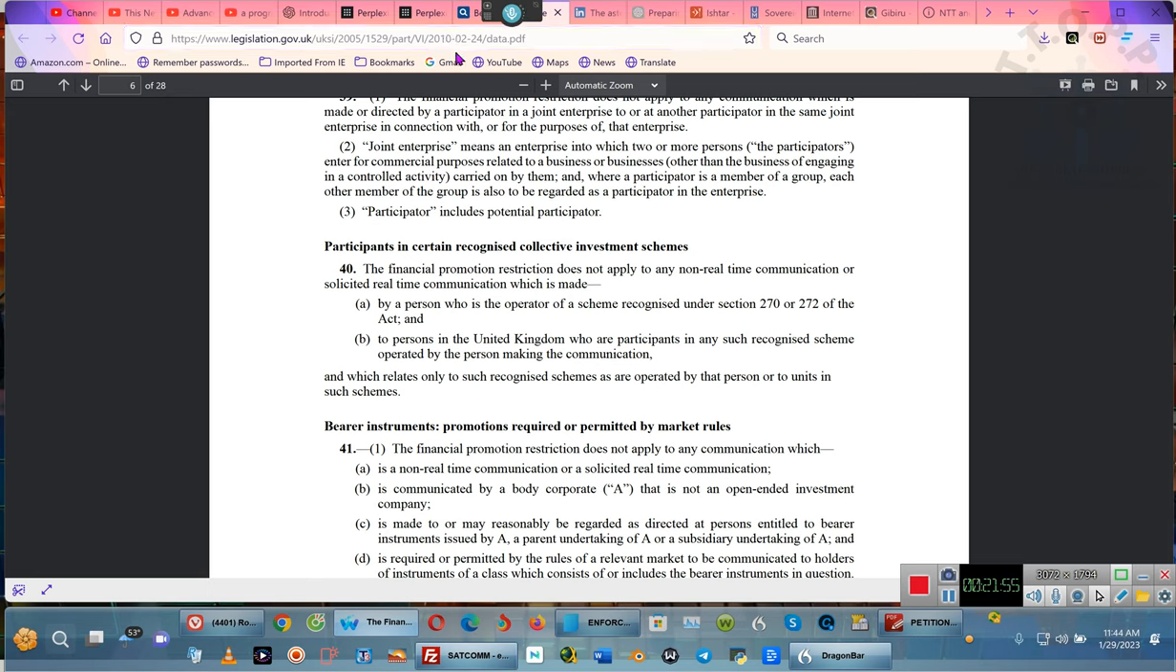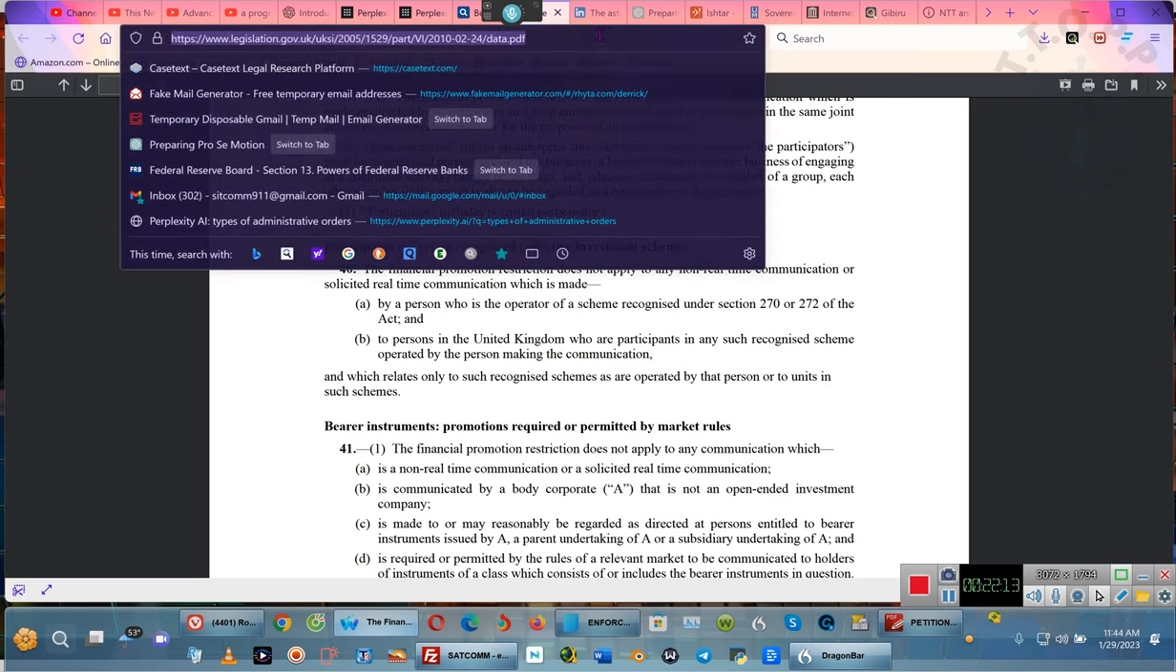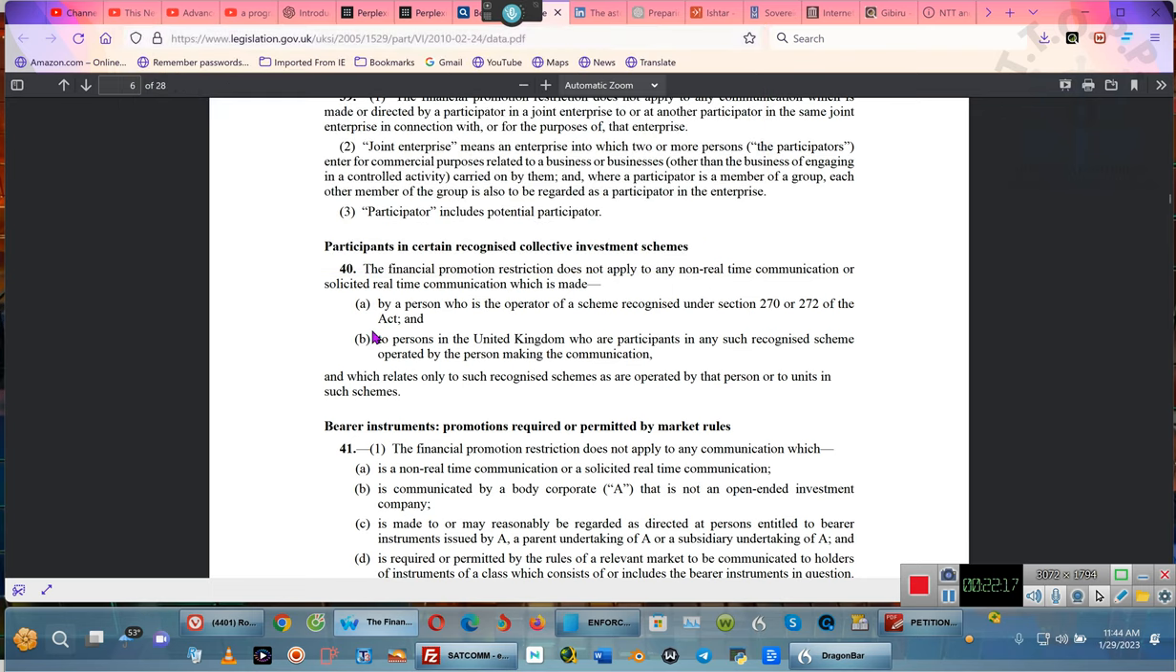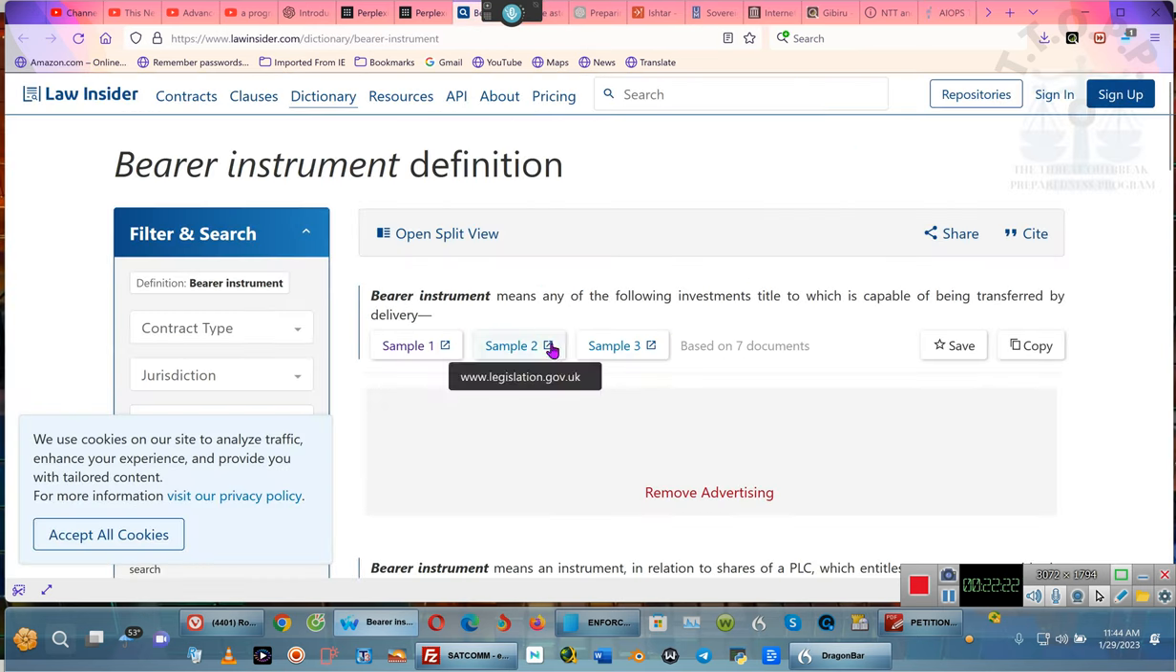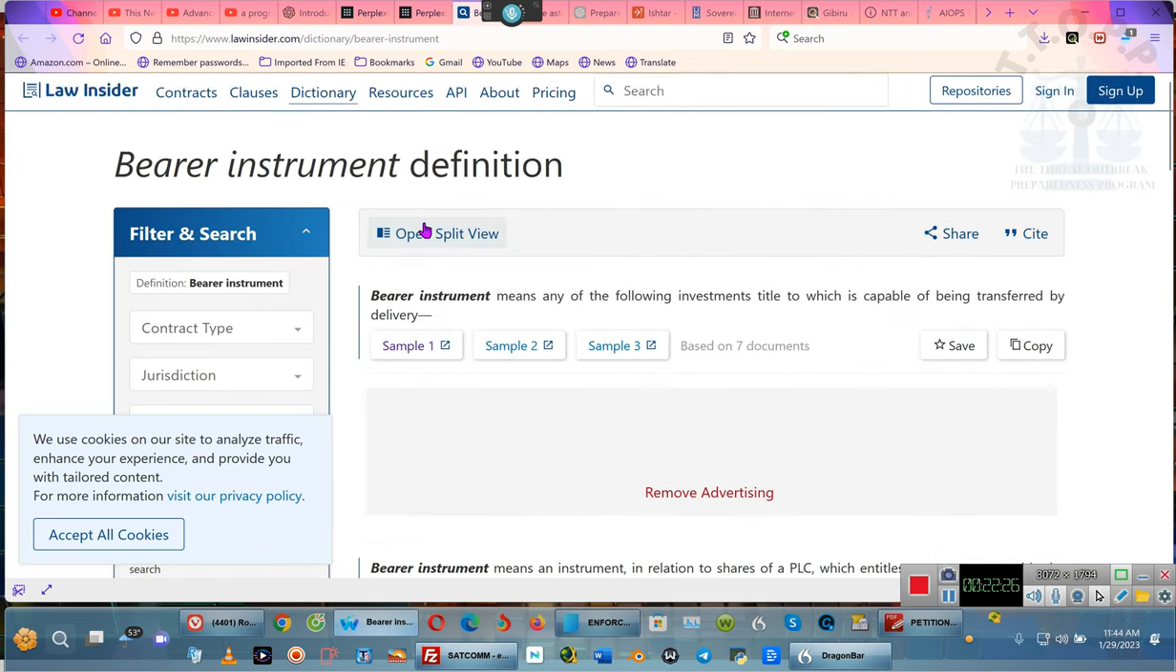legislation.gov.uk/uksi/2005/1529/part/ Oh, no. It looks like a backslash, but it's not. It's Roman numeral 6. So /part/Roman numeral 6/2010-02-24/data.pdf. That's the entire address, okay? Because I don't need it, because this is for Britain. Some of you could use it because the language is going to be the same. It's the same. Now, that's just a sample, an example on investment.